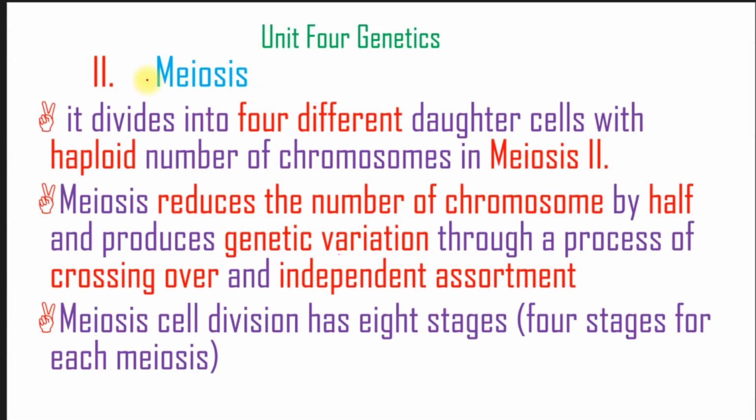Then it divides into four different daughter cells with a haploid number of chromosomes in meiosis two. Look, as I said before, how does the number change?